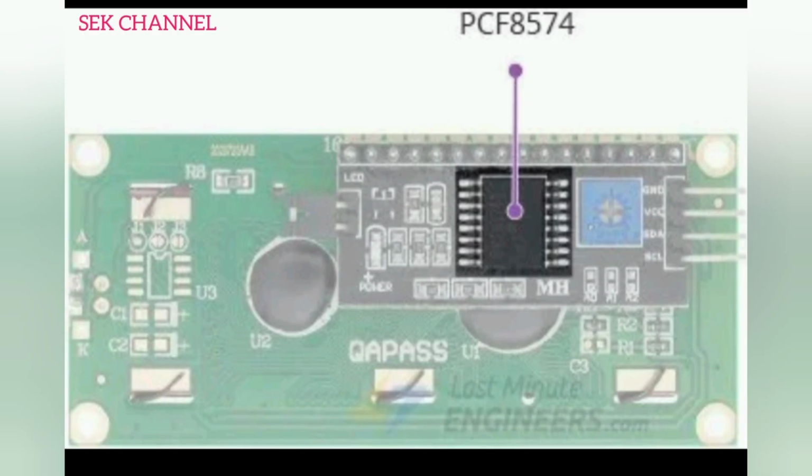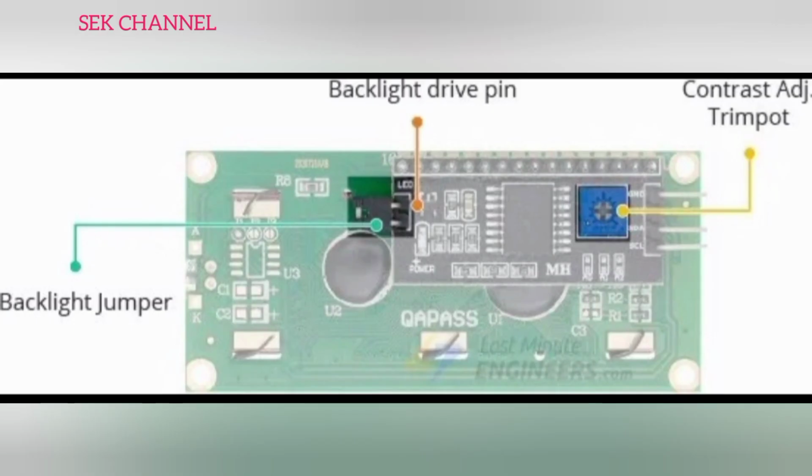At the heart of the I2C adapter is an 8-bit input-output expander chip PCF8574. This chip converts the I2C data from an Arduino into the parallel data required by the LCD display. The board also comes with a small trim pot to make fine adjustment to the contrast of the display. There is a jumper on the board that supplies power to the backlight to control the intensity of the backlight.